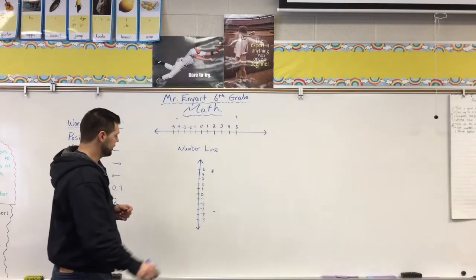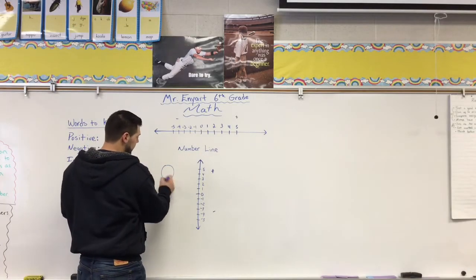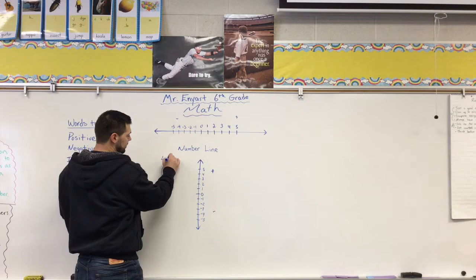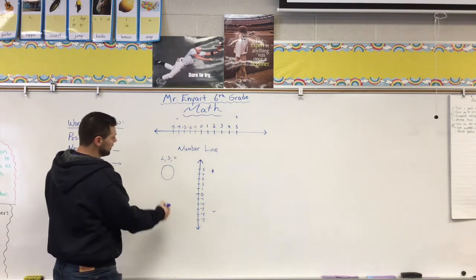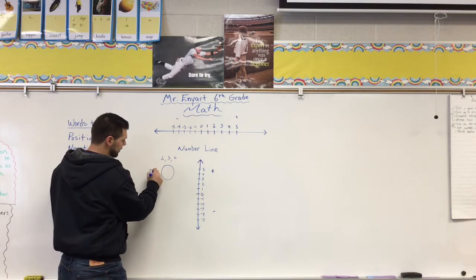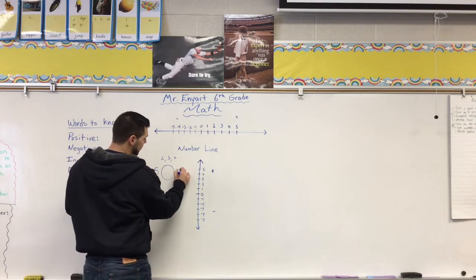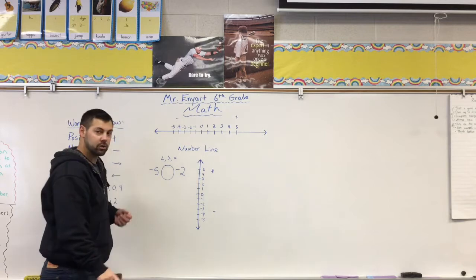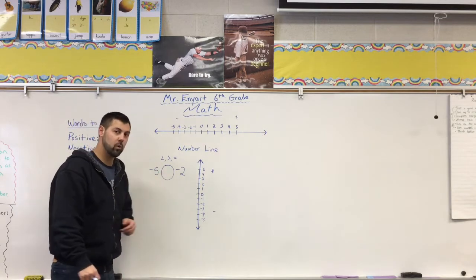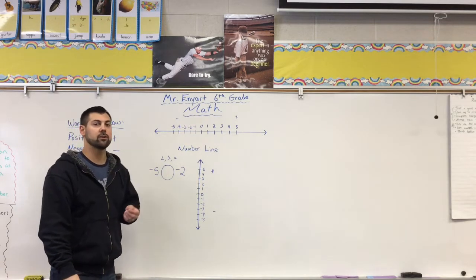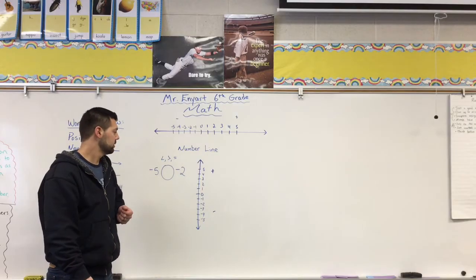So here's something I want you to try and do. This is going to be for either less than, greater than, or equal to. And I'm going to put two numbers here. I'm going to put -5 and I'm going to put -2. I want you to figure out what goes here. Which one has greater value or less value?